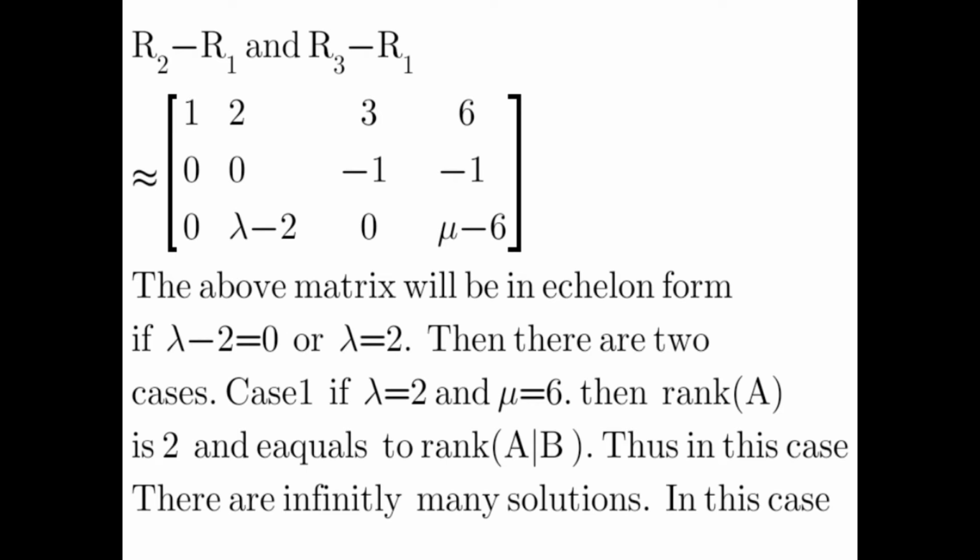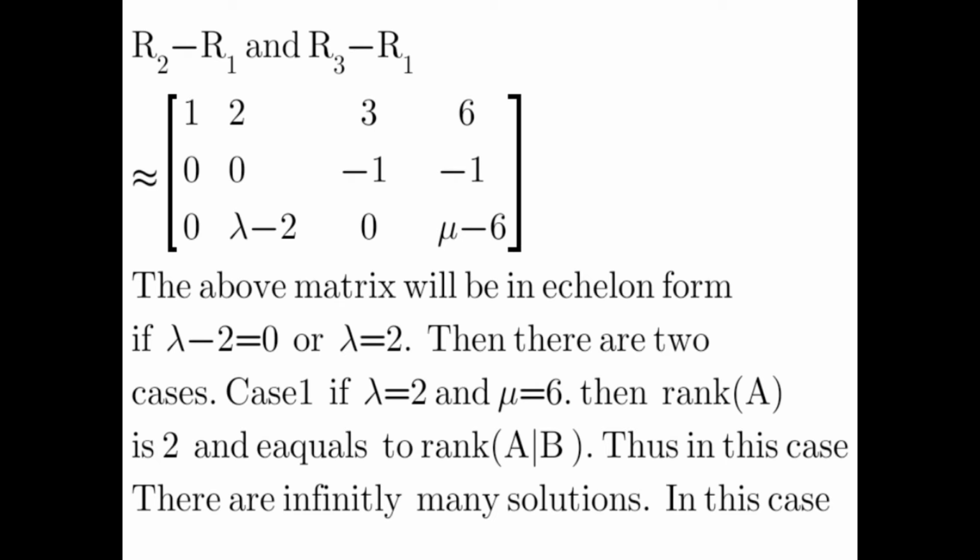So the resulting matrix consists of the first row as it is, 1 2 3 6, but in the second row we have 0 0 minus 1 minus 1, and in the third row 0, lambda minus 2, 3 minus 3 which is also 0, and mu minus 6. So this matrix will be in the echelon form if lambda is equal to 2.